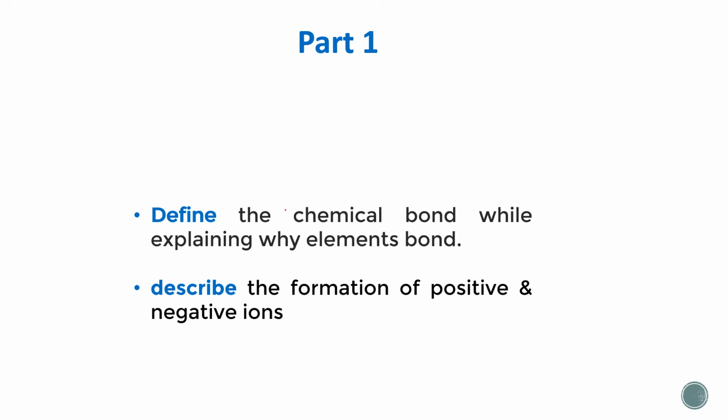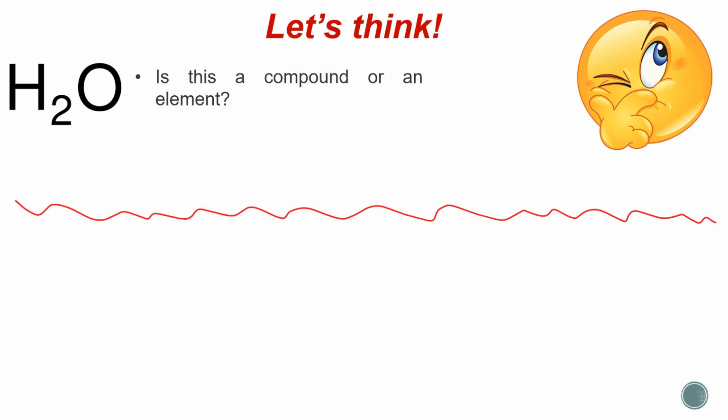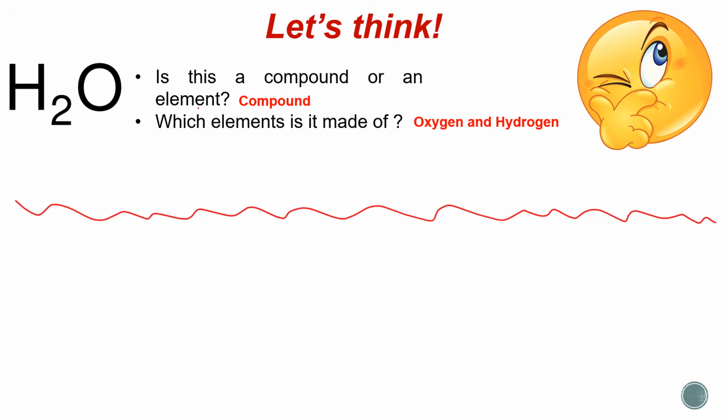So in part 1 we will define the chemical bond while explaining why elements bond or make or create these bonds, and describe the formation of positive and negative ions, okay? So let's think guys. You have H2O here, right? Is this a compound or an element? So, as many of you are going to say, it's a compound, right? Which elements is it made of? Oxygen and hydrogen, so O and H.